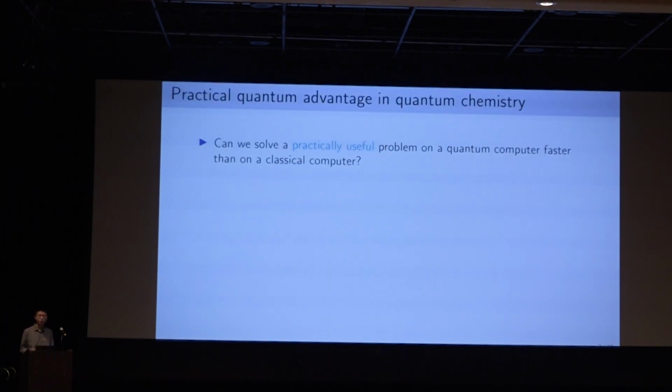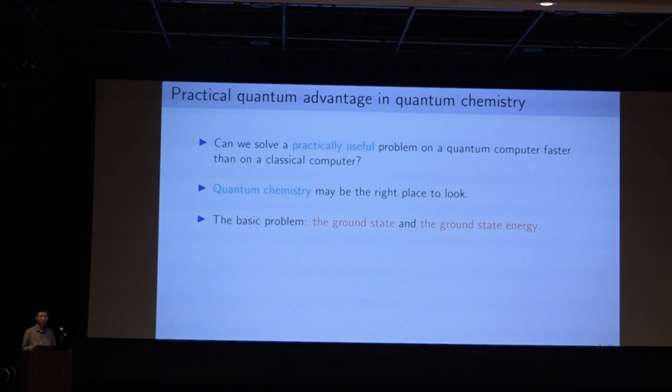One of the most important questions in quantum computing is: can we solve a practically useful problem on a quantum computer faster than a classical computer? And quantum chemistry might be one place to look for such a problem, simply because quantum chemistry is quantum in nature, so it makes sense to use a quantum machine to simulate it. The basic problem in quantum chemistry is finding the ground state and also the ground state energy.